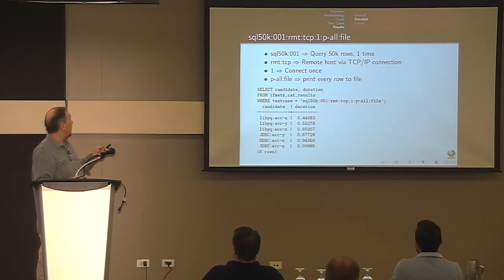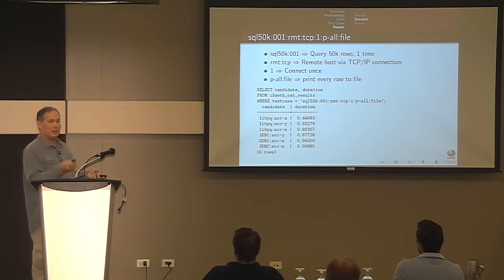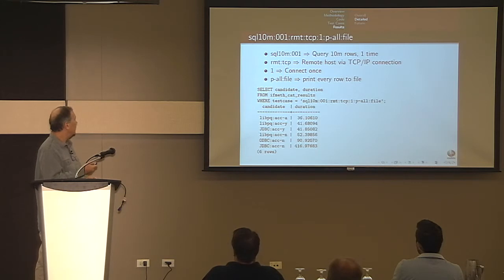this is across the remote, querying 50,000 rows once. libpq is down in the half-second range. The JDBC copy interface is about 2/3 of a second. ODBC is just under a second, and then JDBC is at 3 seconds. So again, it may be what you're saying is being seen there.